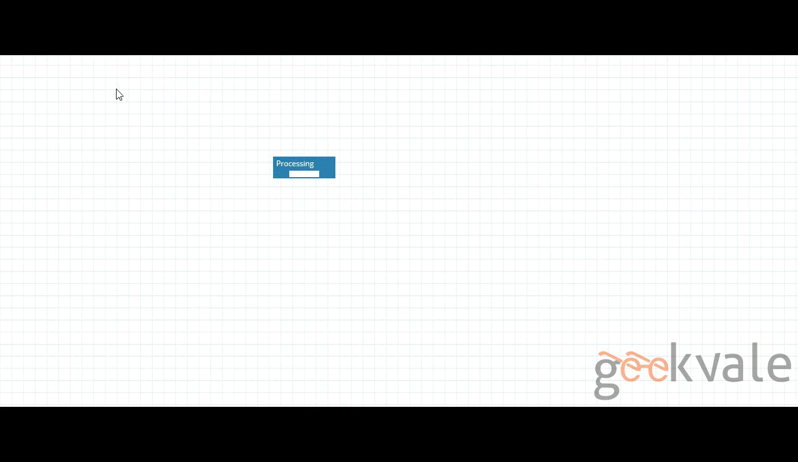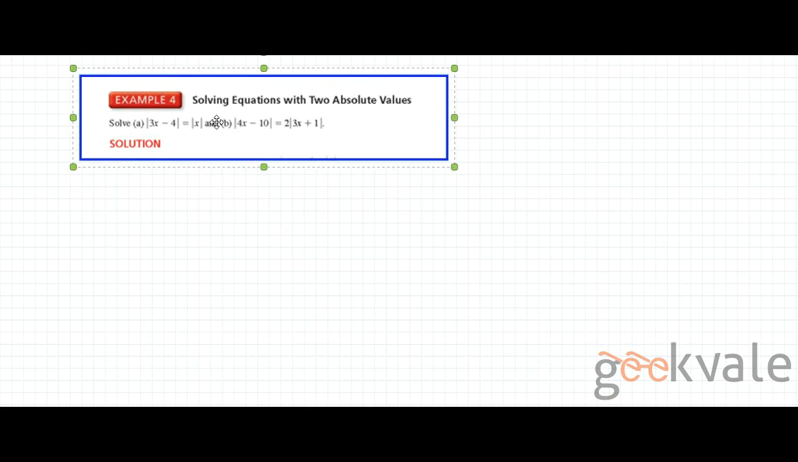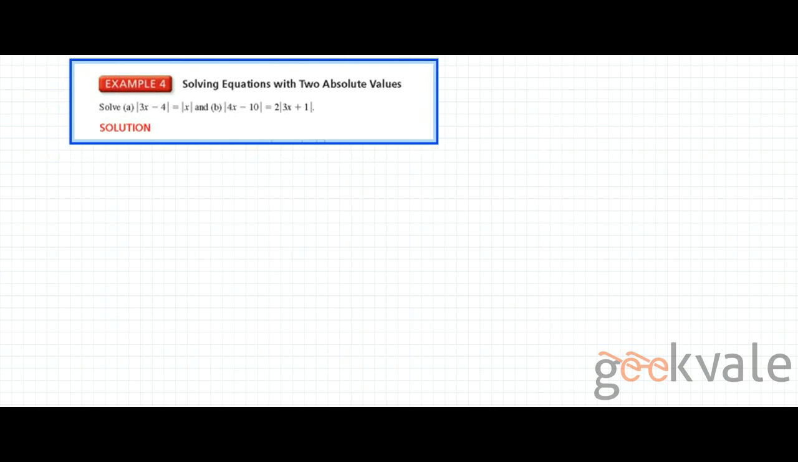If you remember the case of absolutes, we had two answers in an absolute equation: one positive answer and one negative answer, or one for the left side and one for the right side. In this case we have a double absolute, so is there a chance that we get four answers? Let's find out. We have the absolute of 3x take away 4 equals the absolute of x.